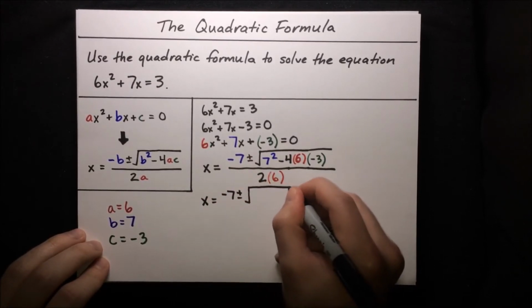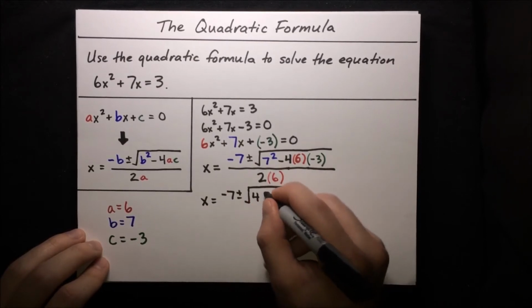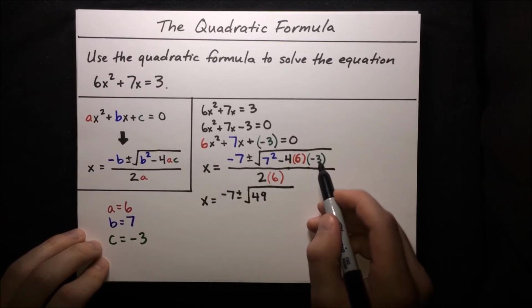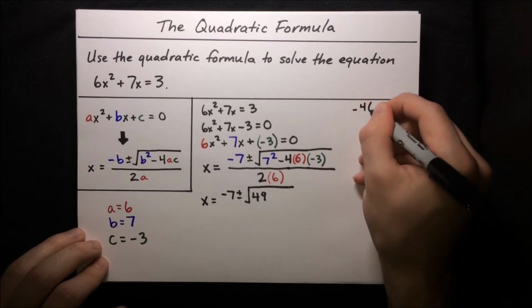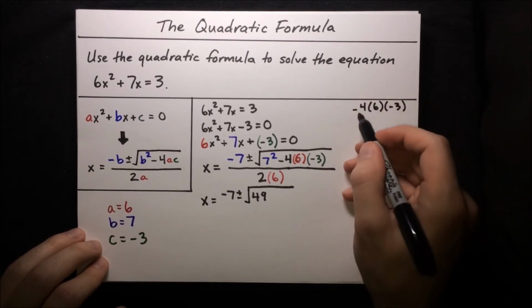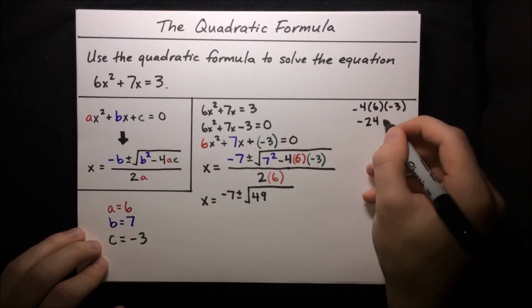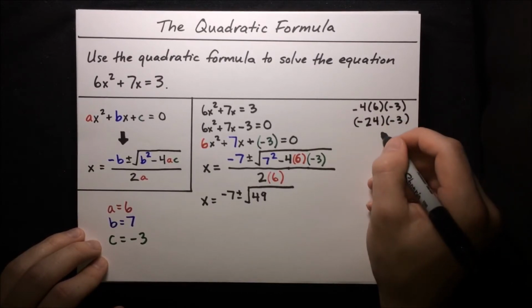Let's simplify that expression inside the square root. 7 squared is 49. And then minus 4 times 6 times minus 3. Why don't we work that out on the side here? Minus 4 times 6 times minus 3. Well, minus 4 times 6 is minus 24. And then multiply that by minus 3. 2 minuses, so those cancel, and we're going to have a positive result.